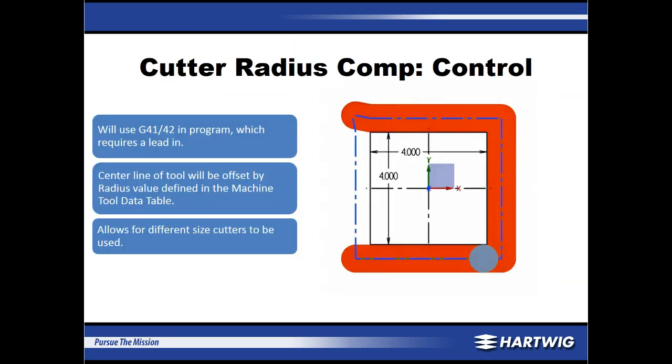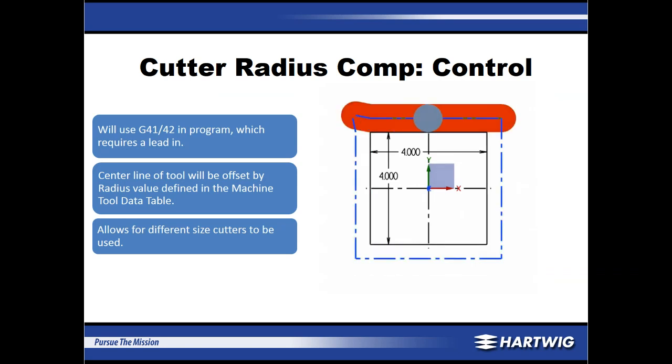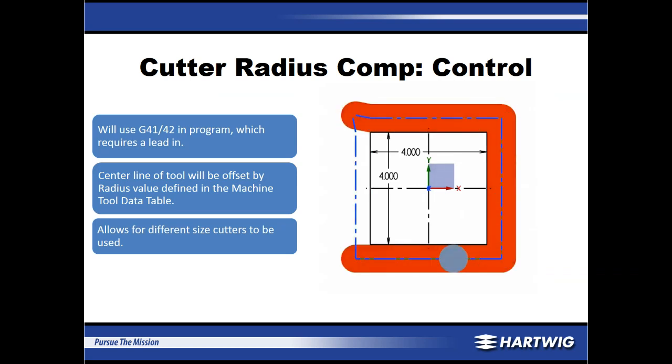The next version of cutter radius compensation that we use we'll call cutter comp control. In this version, we're using the machine's tool data table, and we're using a G41 and G42 in the program to control the direction of our tool offset. So in this version of cutter comp, the center line of the tool will be offset by the value defined in the tool's data table, and it'll be offset in the direction set by G41 or G42.